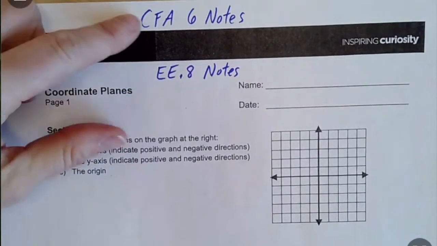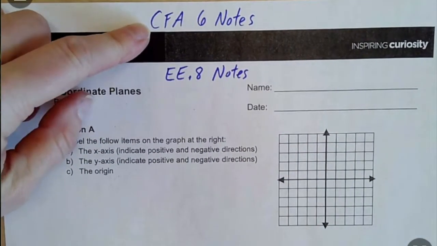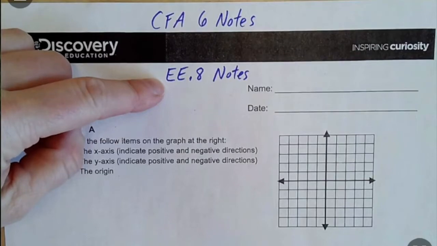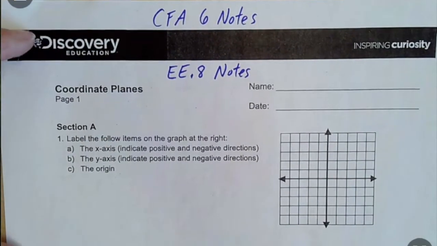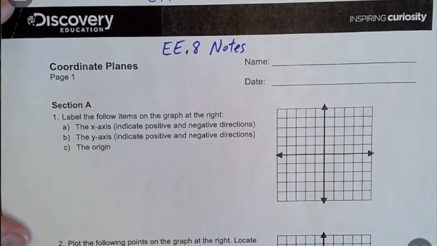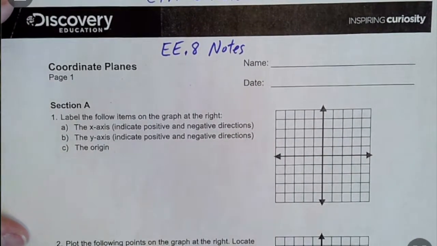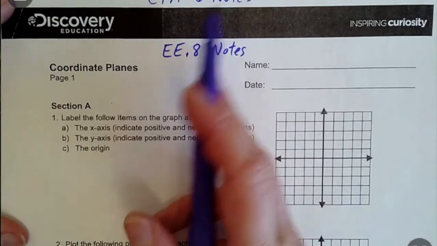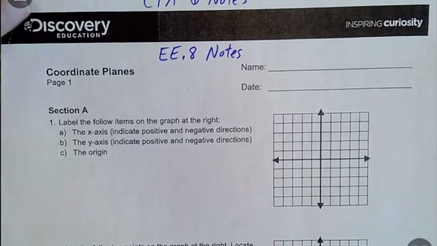This is for CFA 6. These are our notes. It is one standard, EE8. We will do these in class. Want to go over this one standard with you. Some of the stuff you already know. So I want you to write this at the top. I think this is also in your packet that I gave you.